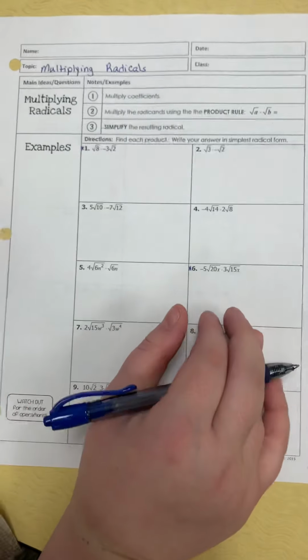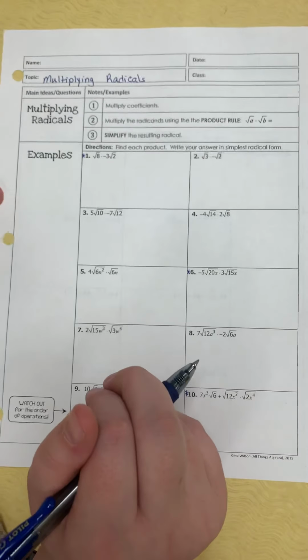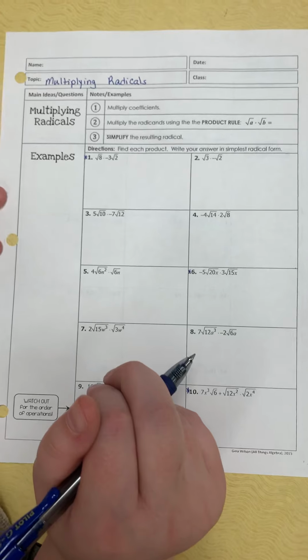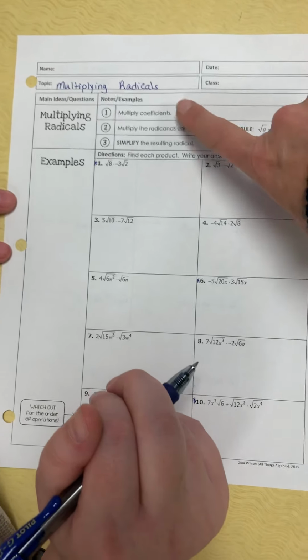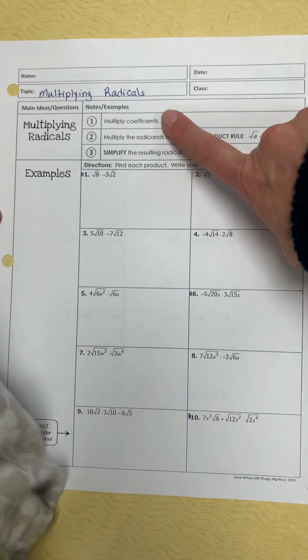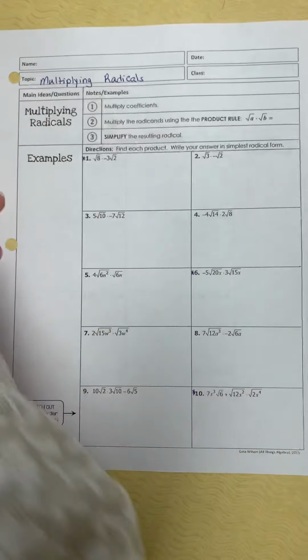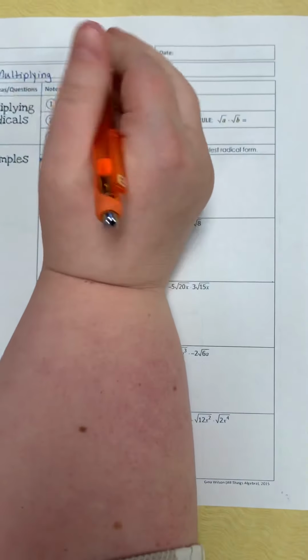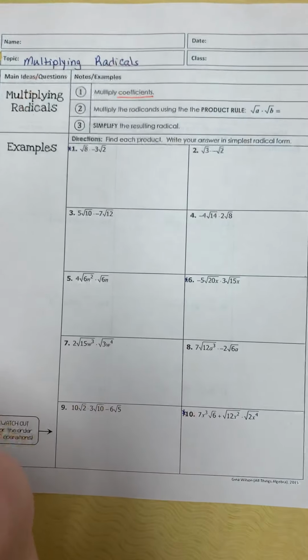So our second video today is going to be multiplying radicals. It's a little different of what you're going to do than adding and subtracting. So read the rules. So number one, we're going to multiply the coefficients. Remember, the coefficient is the number outside of the radical. And we're going to multiply coefficients first.